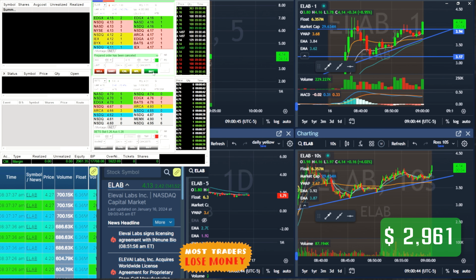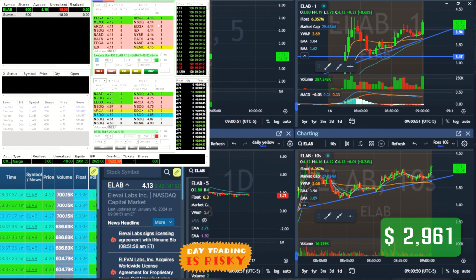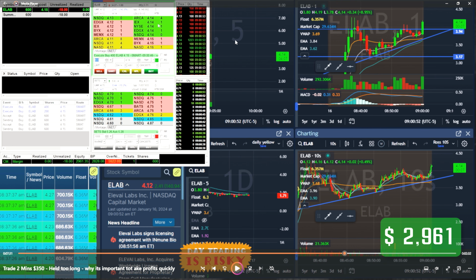Okay, so on this trade, I'm getting in anticipating a break through the high, and I bought a measly 600 shares. Why did I buy only 600 shares? Well, I think you know the reason. It's because the broker that I'm trading with doesn't offer leverage on these lower price stocks.